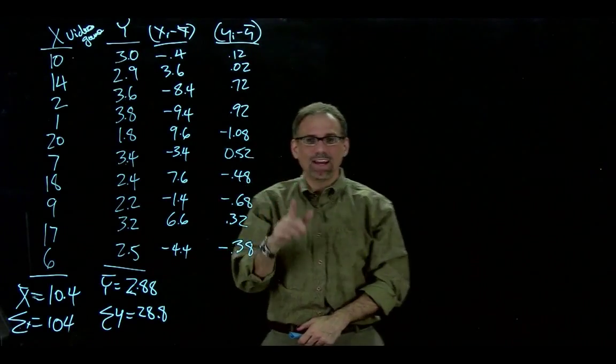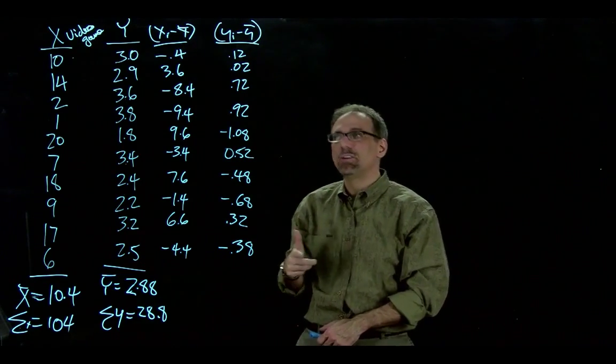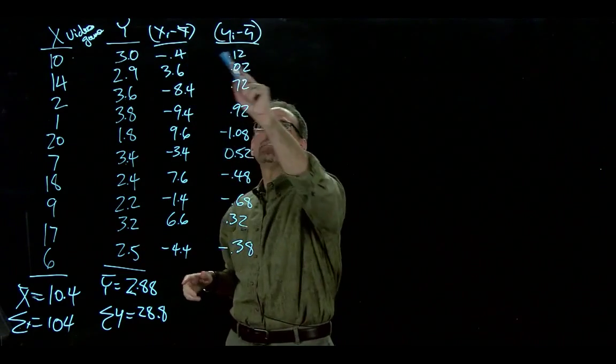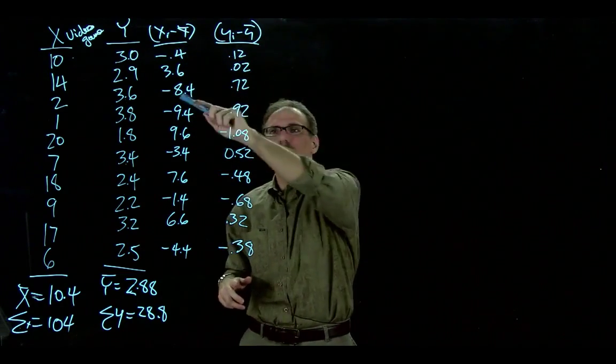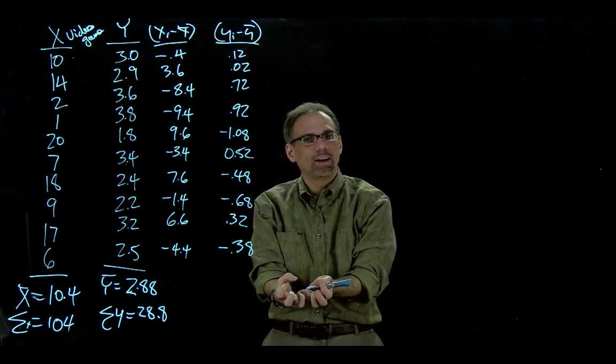To represent that idea mathematically in the calculation, all I'm going to do is multiply these two things together. So if I have negative and negative, I'm going to get a positive. And if I keep getting positives all the way down, I'm going to get a big number when I add it up.